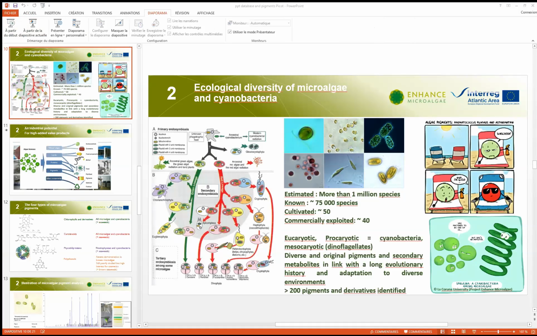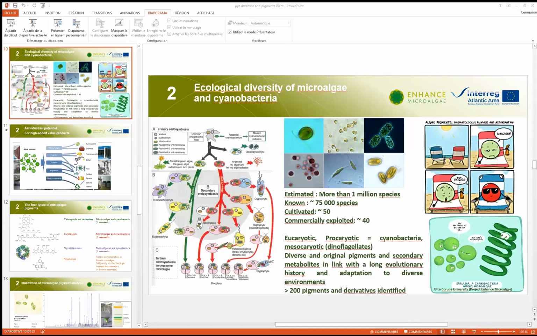All right. So until now, more than 200 pigments and derivatives have been highlighted in microalgae, and of course, this offers a lot of potential for industrial application using these pigments. As it was also discussed before, pigments are a good way to add value to algae biomass, because producing algae biomass is not so expensive, but if you can extract some pigments, you can really add value and sell some very expensive compounds. And so in microalgae, you can find four types of pigments.